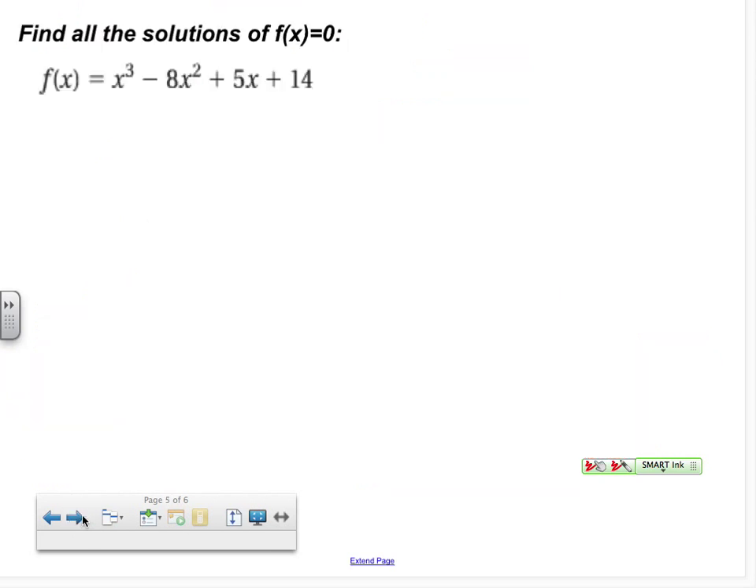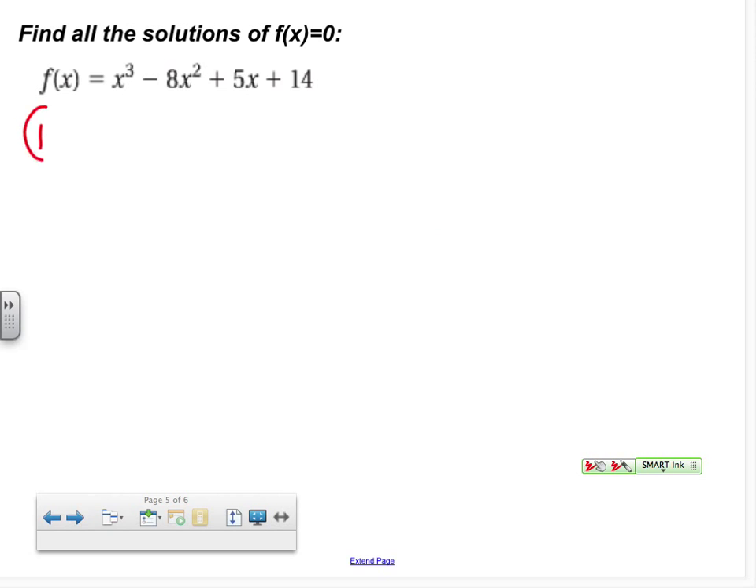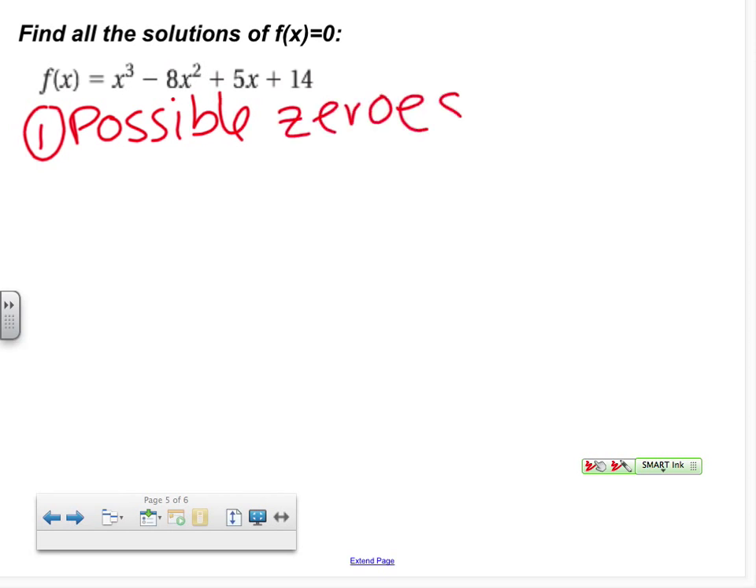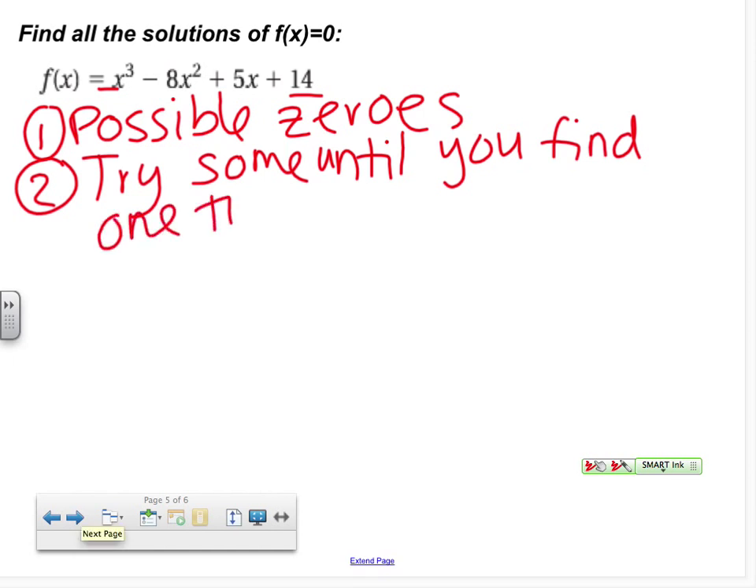Alright, see if you can, using what we just did over here, first find the possible or the candidate zeros using the factors of the constant and the leading coefficient, and then try some until you find one that gives a remainder of 0. And that would be a solution.